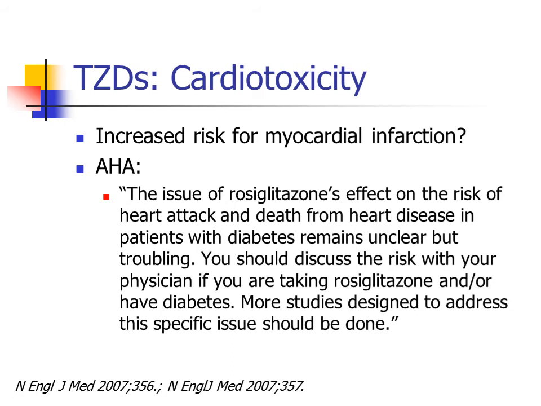However, the AHA states, "The issue of rosiglitazone's effect on the risk of heart attack and death from heart disease in patients with diabetes remains unclear but troubling. You should discuss the risk with your physician if you're taking rosiglitazone and/or have diabetes. More studies designed to address the specific issue should be done." So how do I interpret this type of a statement? Well, if I think my patient has underlying cardiac disease or is at an increased risk for a myocardial infarction, with the available data, I probably would not use a TZD as first-line therapy for that patient.